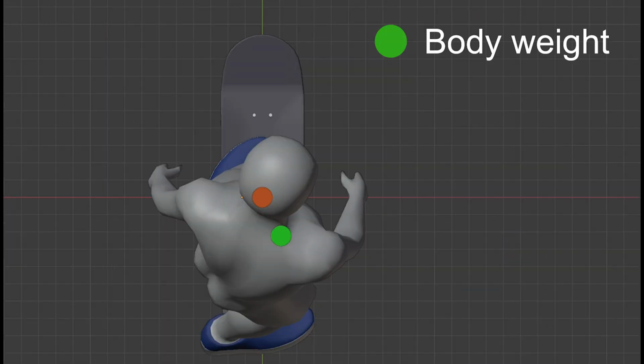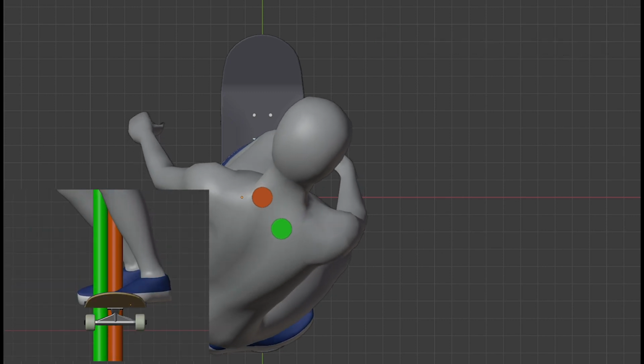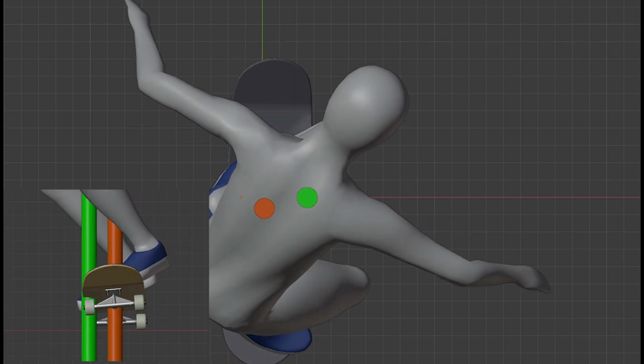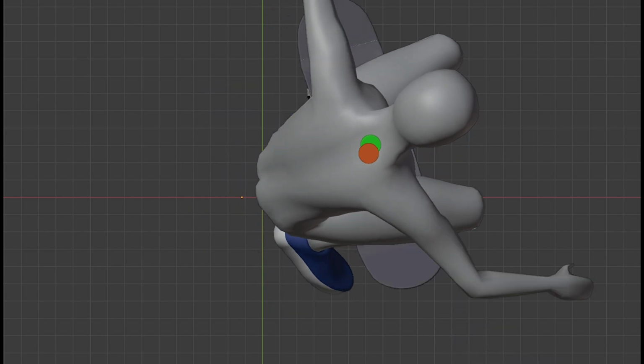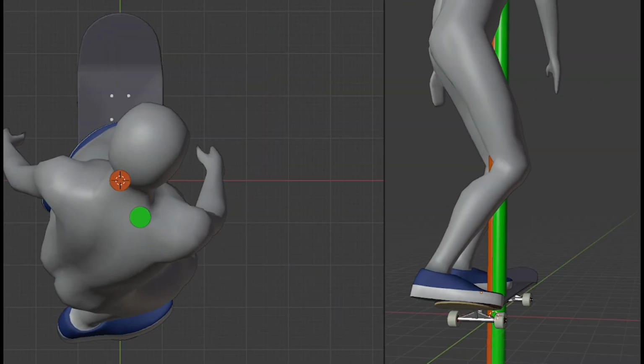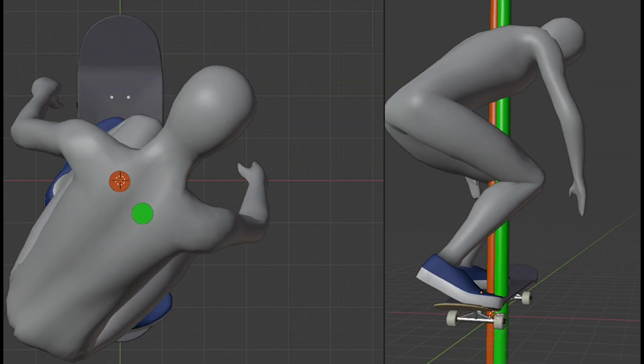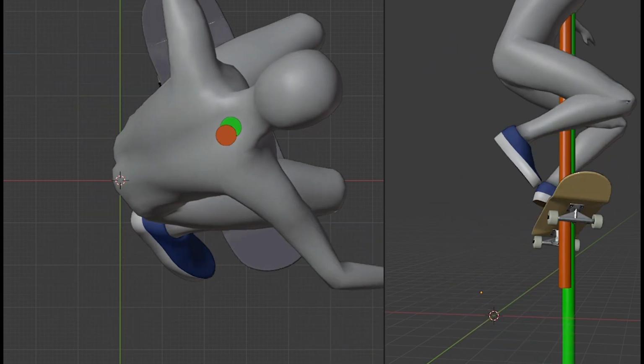In this case, the model's weight is described in lime green, and it moves before the board leaves the ground. After popping, the board, whose center is described in orange, slips under the body. As a result, the board and the body align by the time they meet.